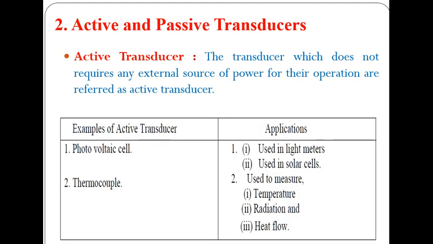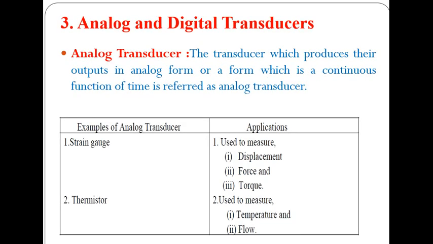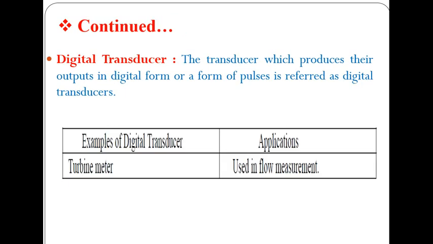Active and passive transducers also we have discussed. An active transducer is nothing but a transducer which does not require an external power source for its operation. Passive is exactly opposite to that one. After that we have discussed analog and digital transducers. An analog transducer is the transducer which produces output in continuous form. A digital transducer produces output in binary or discrete pulse form. Okay, so that also we have discussed.